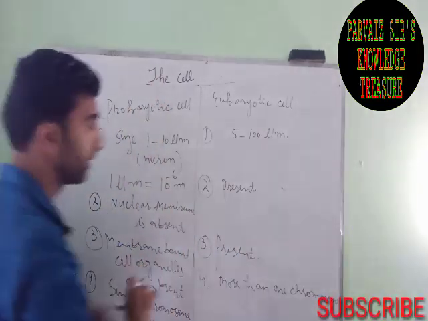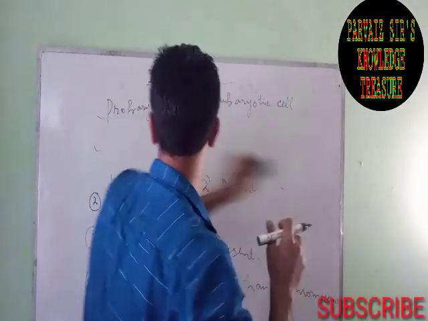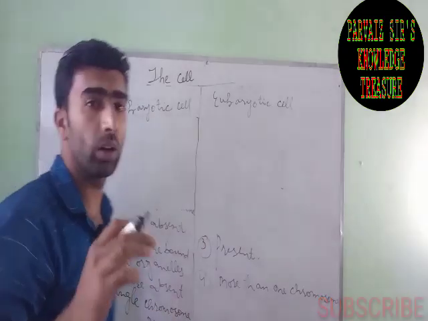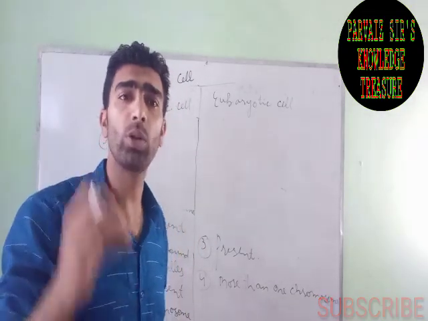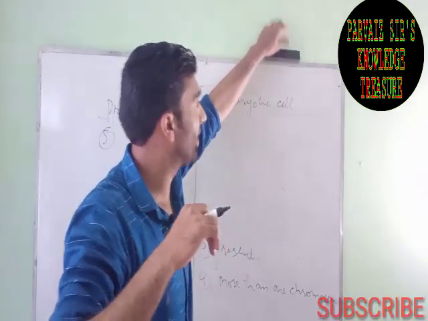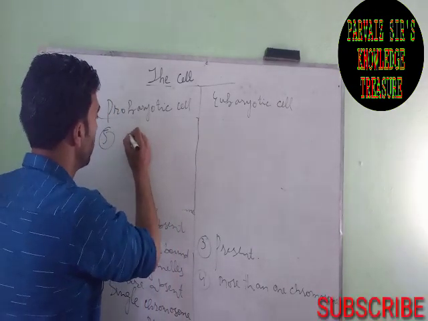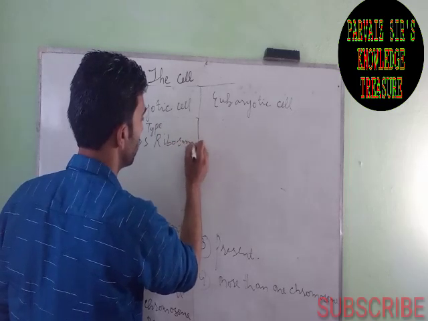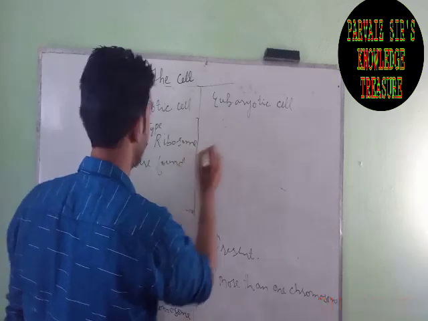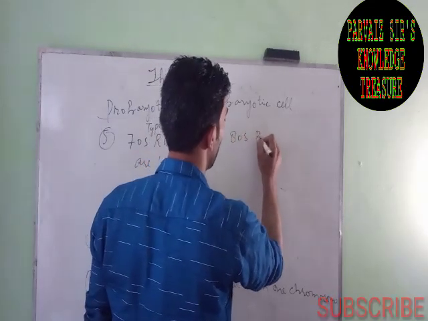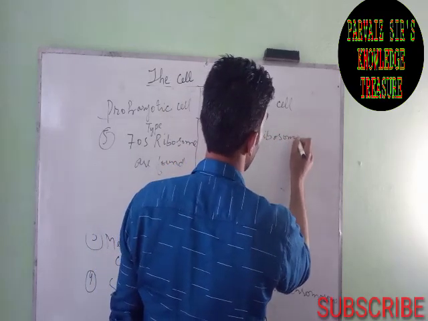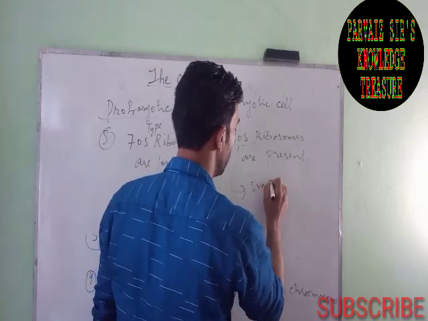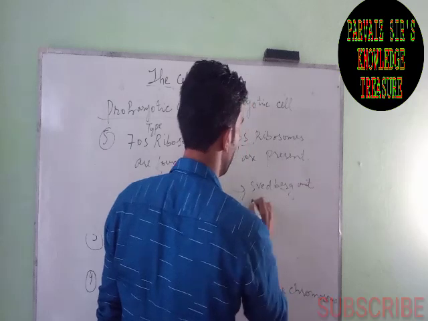Fifth point of difference is ribosomes. As we know, ribosomes are the organelles which are responsible for protein synthesis. Ribosomes are present in both prokaryotic as well as eukaryotic cells. But there is a difference. In prokaryotic cells, 70S type ribosomes are present, and in case of eukaryotic cell, 80S ribosomes are present. This S represents Svedberg unit, or we can say it is called sedimentation coefficient.